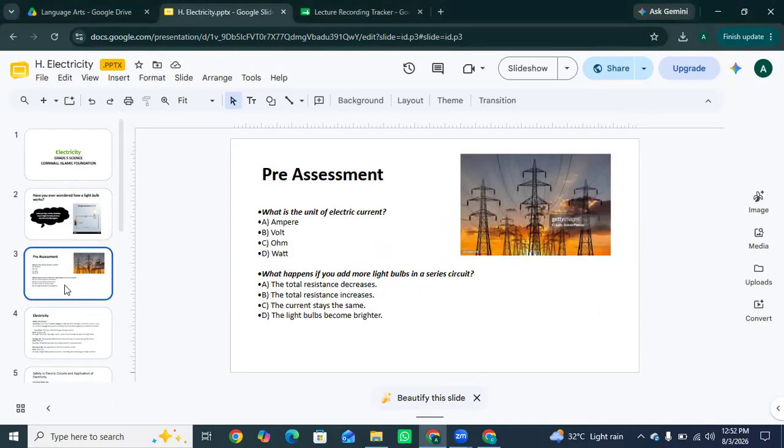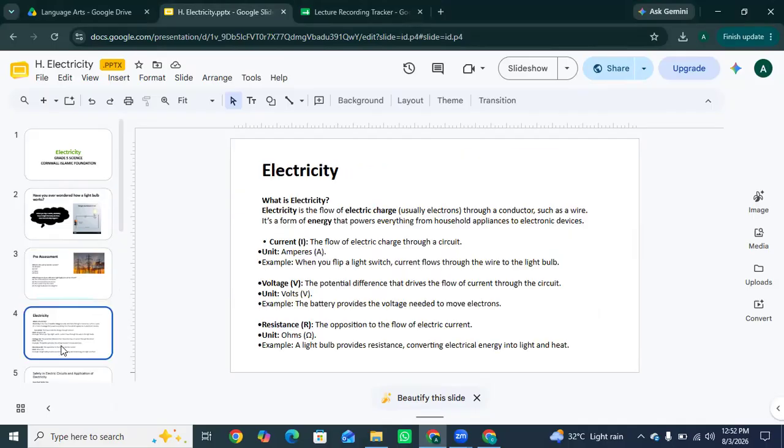So what is the unit of electric current? The unit of electric current is ampere, which is option A. What happens if you add more light bulbs in a series circuit? Yes, total resistance increases.